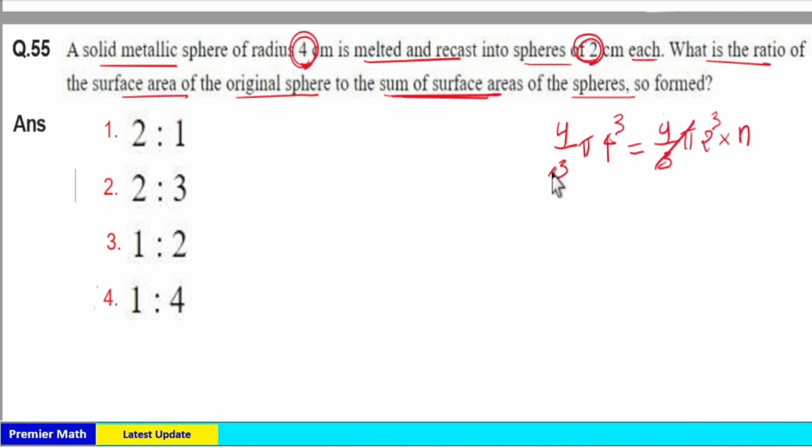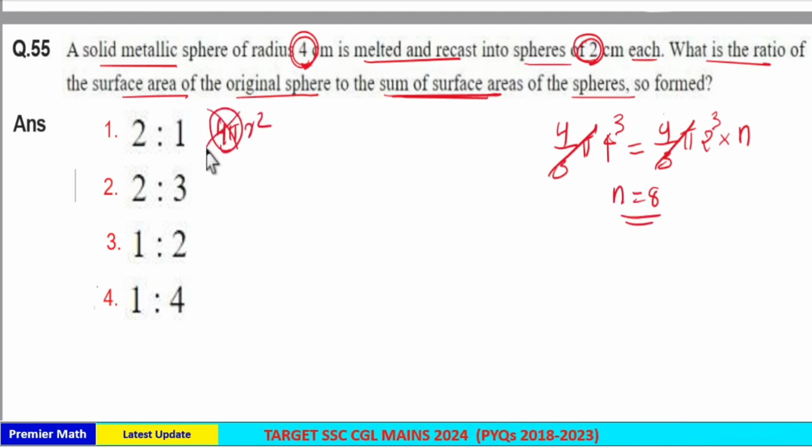Now 4 by 3 pi cancel. 4 cube is 64. 64 divided by 8 is equal to 8. So n is equal to 8 here. Number of smaller spheres formed from this larger sphere is 8. Then here surface area is 4 pi r square. This 4 pi is constant, we can leave. So r square is the varying factor.